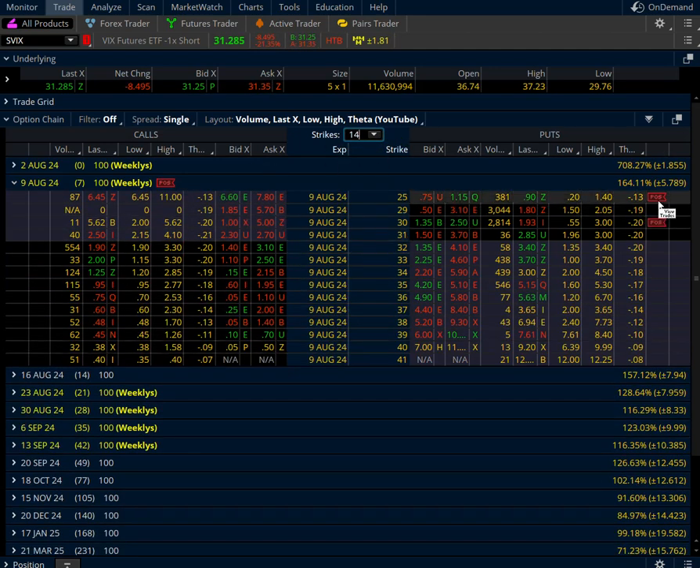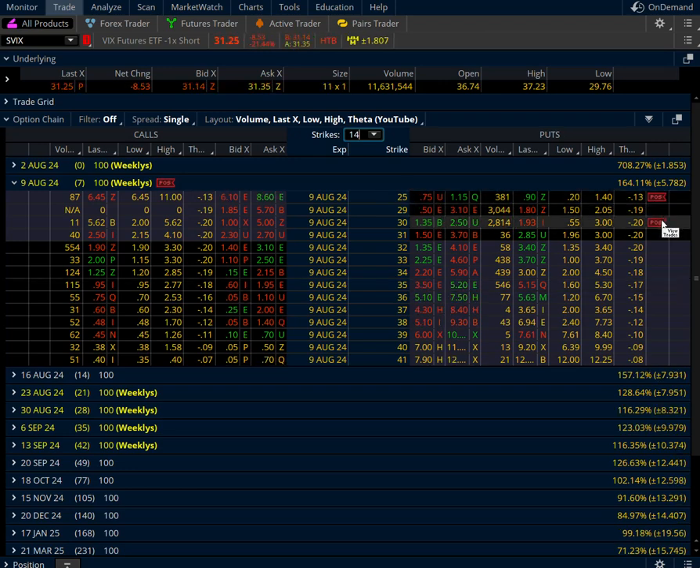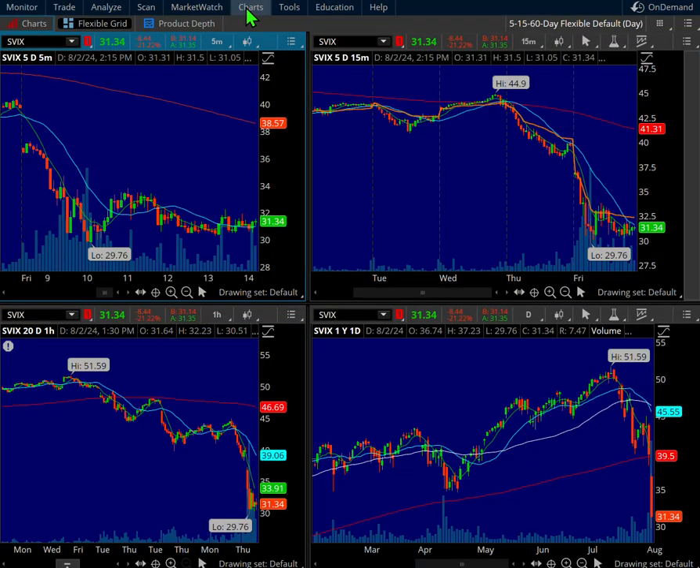So I'll bring this in. So you can see I've got a position here at 25, and I've got a position here at 30. And that was filled when the SVIX was trading 31.85, and that would have filled, oh, what time was that? That was about 12:30 or so my time. I think that was probably right around in this area here.